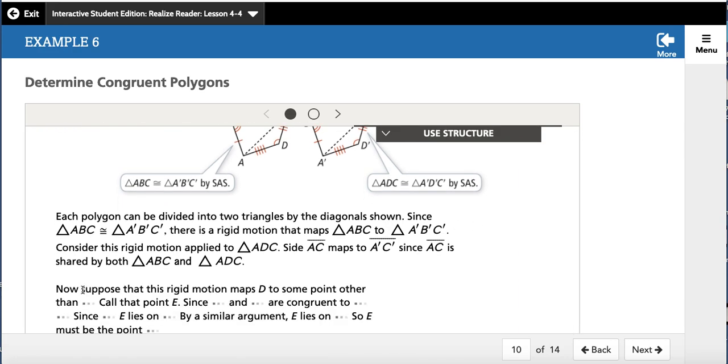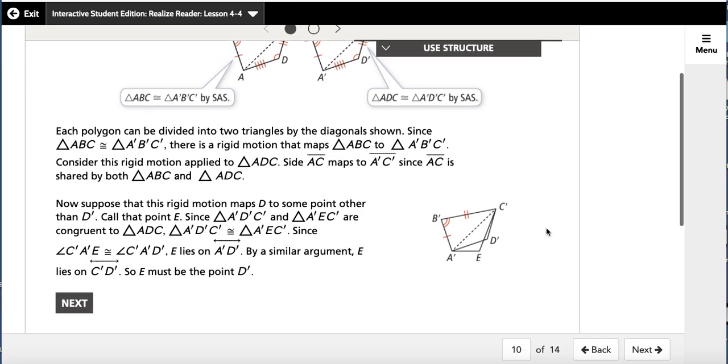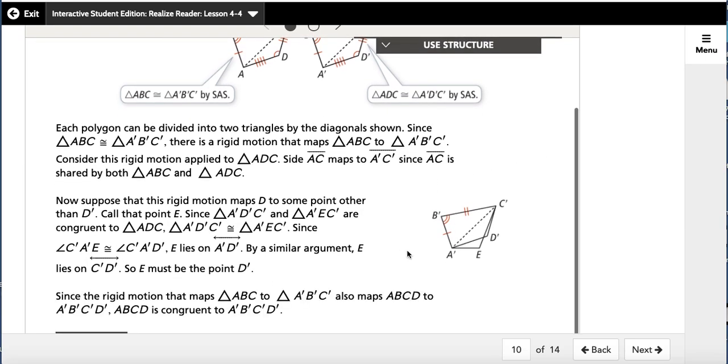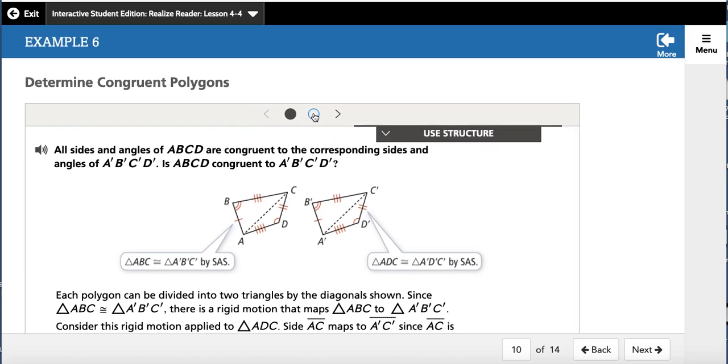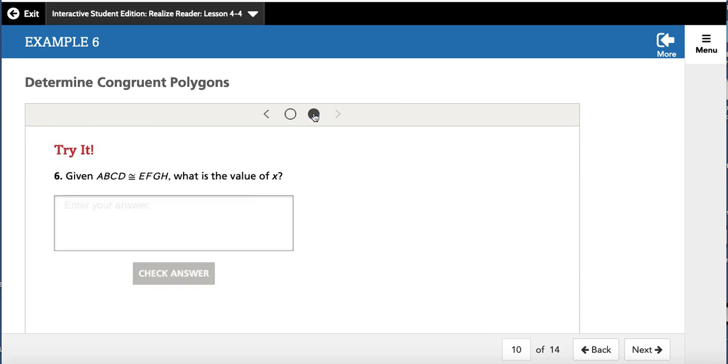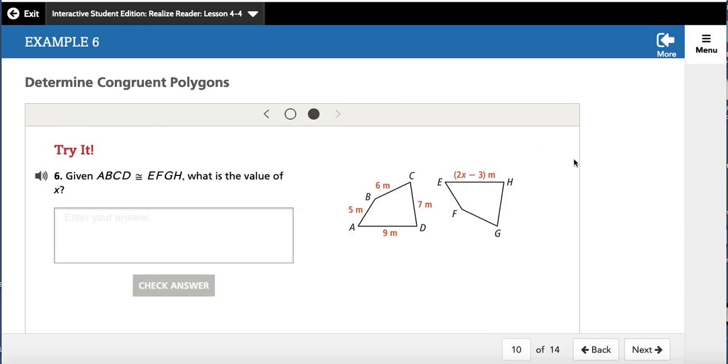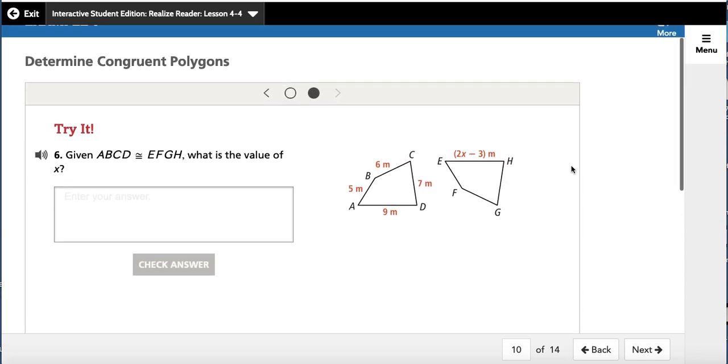Just to spare you some time, you can go to the website and look through their explanation if you would like. I'd rather use the time in the video to show you a couple of problems, or maybe just one. All right, one problem. It's given that quadrilateral ABCD is congruent to quadrilateral EFGH.